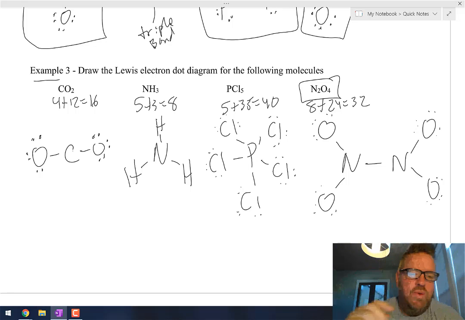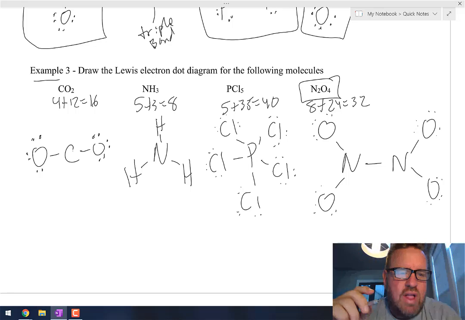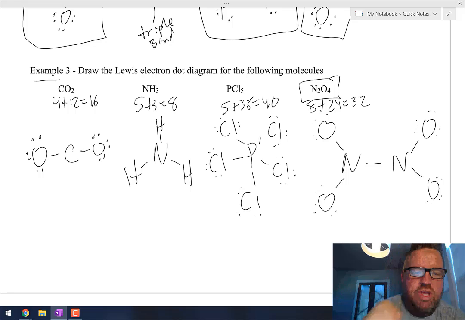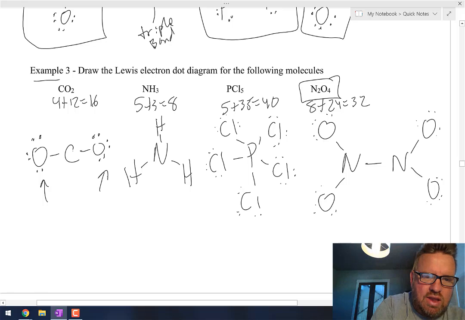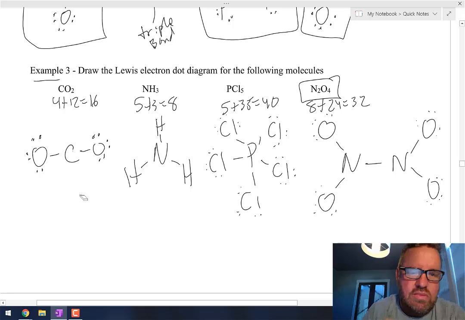Now we check to make sure: does the central atom, have we used all of our electrons? We've used 8 here, that's 16. We have none left over. So that's it for that step. NH3, we've used 6. Each bond is 2. We have 2 left over, so I'm going to put them on the N.